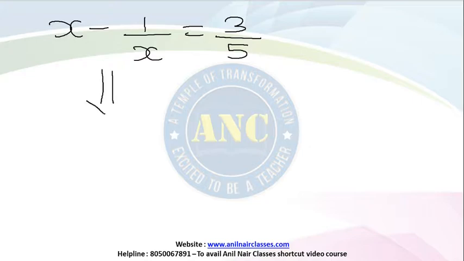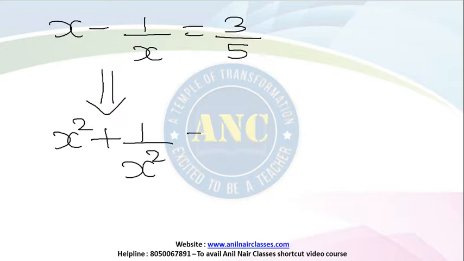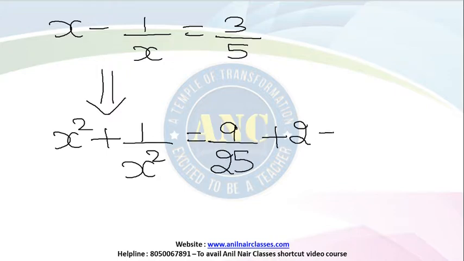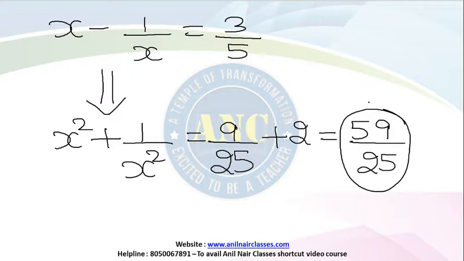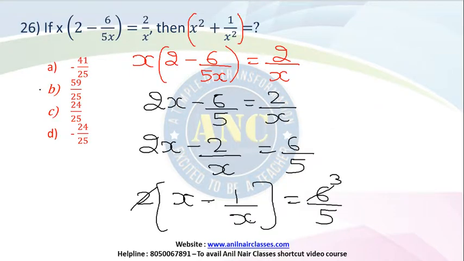And we just saw this particular property saying that if x minus 1 by x is k, then x square plus 1 by x square will be equal to k square plus 2. K square is 3 by 5 whole square plus 2. 9 by 25 plus 2 is 59 by 25. That means the answer is 59 by 25, which is option B.